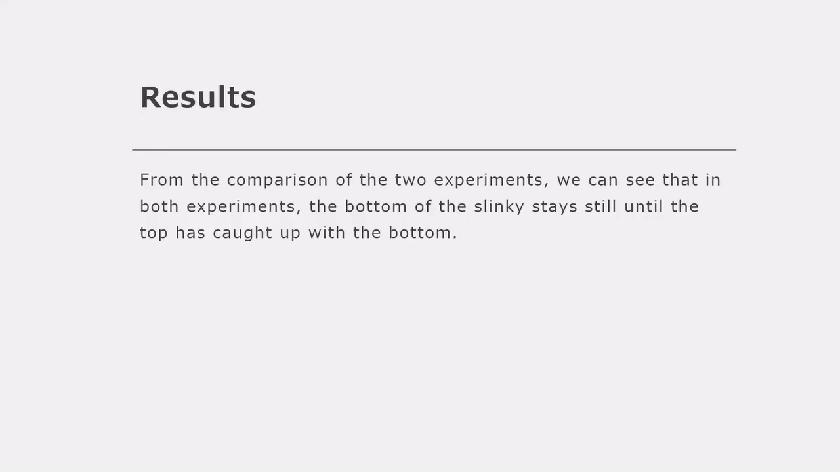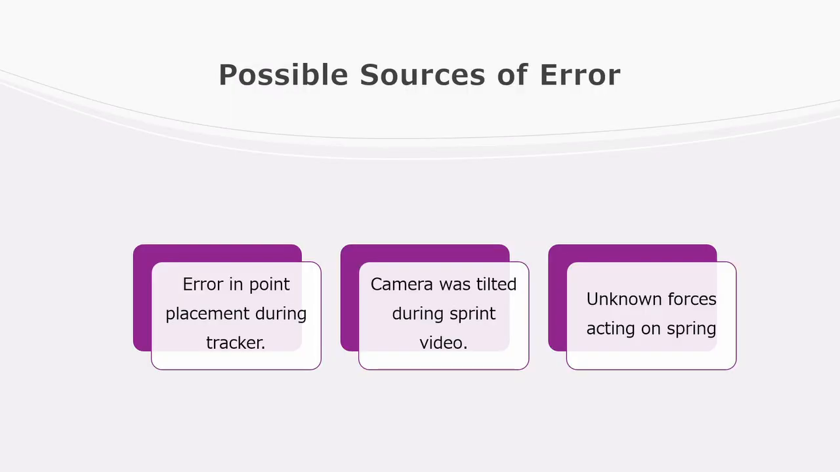Like I said before, from the comparison of the two experiments, we can see that in both experiments, the bottom of the slinky stays still until the top has caught up with the bottom. But remember, on the graph, the orange had deviations from the blue. This is because there are possible sources of error, like point placement during tracking. The camera was also tilted in the original video of the slinky being dropped, and there could have been unknown forces acting on the spring. Maybe there's wind.